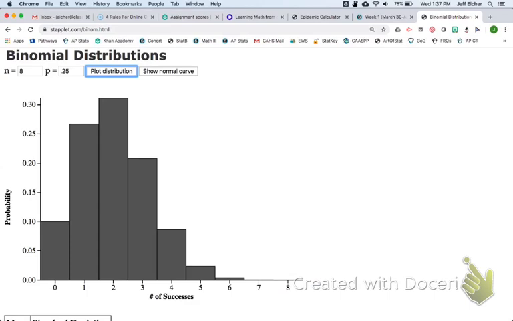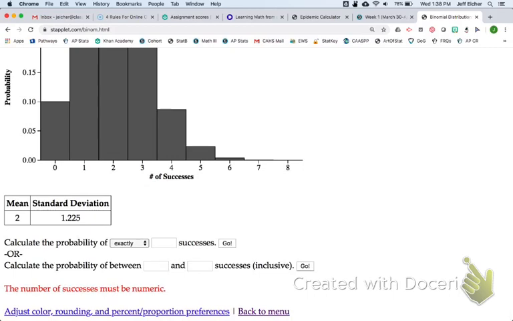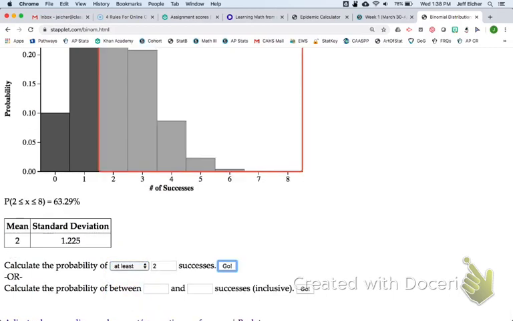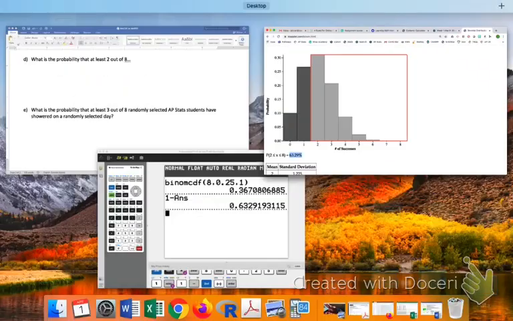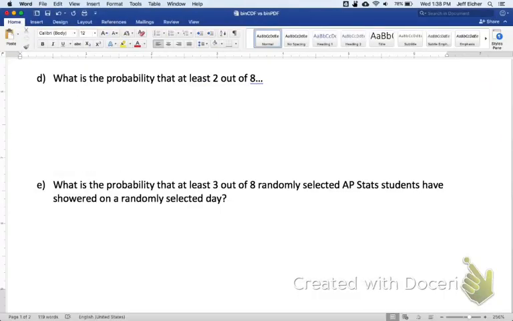So comparing it on our Statlet binomial distribution, if we want the probability of at least 2 successes, that's shaded in. And then right here, 63.3% is the probability that we get from 2 to 8. So that's a binomial distribution, kind of visualizing what's going on there. And let's look at the next one.